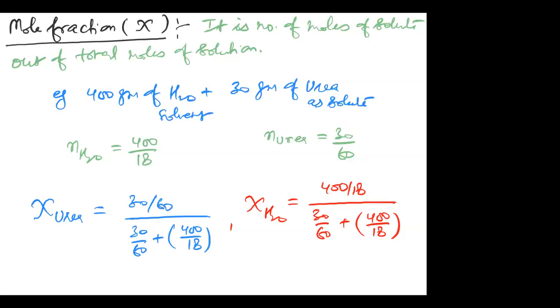So fraction means out of total moles, what is the fraction of a particular component, and it is always mole fraction of solute plus mole fraction of solvent should always equal 1. Total moles of solute plus solvent. So it is the number of moles of solute out of total moles of solution.